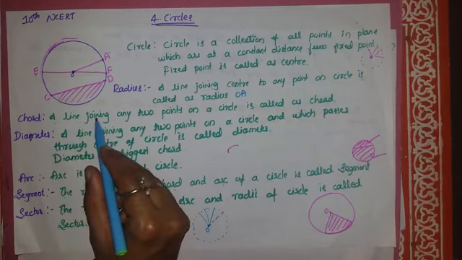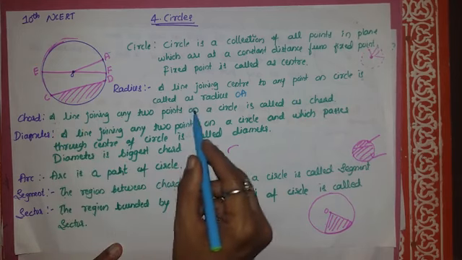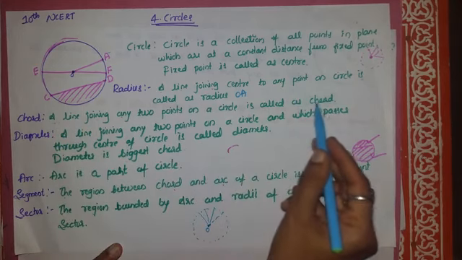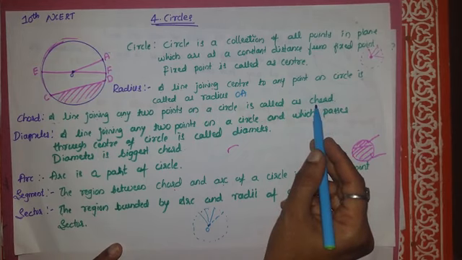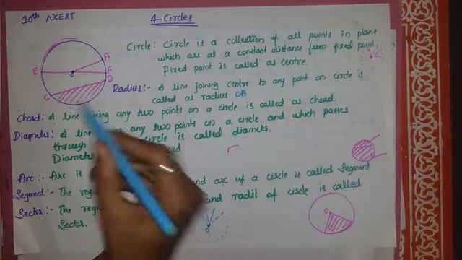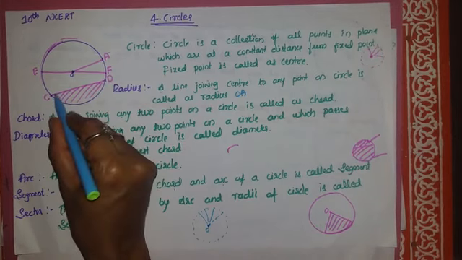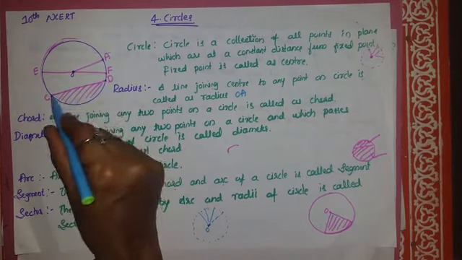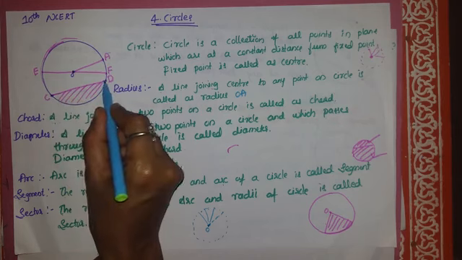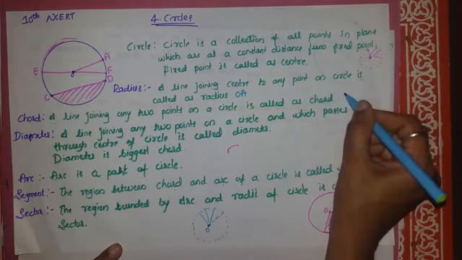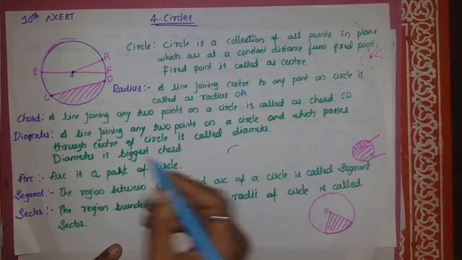Next, chord. A line joining any two points on a circle is called a chord. So here it is nothing but any two points on the circle. C and D are points on the circle. The line joining these two points is called a chord of the circle. Here the chord is CD.